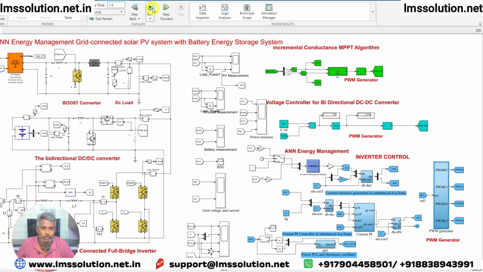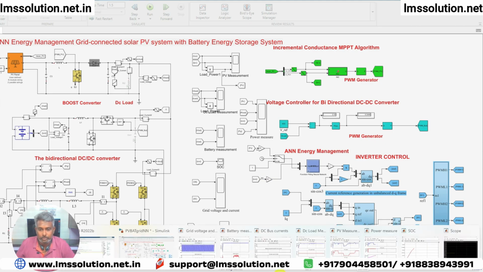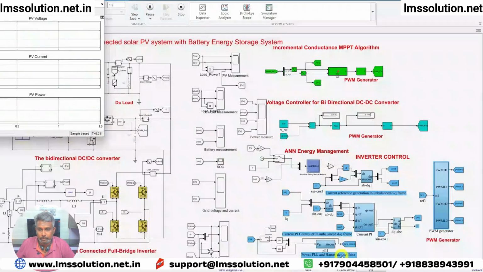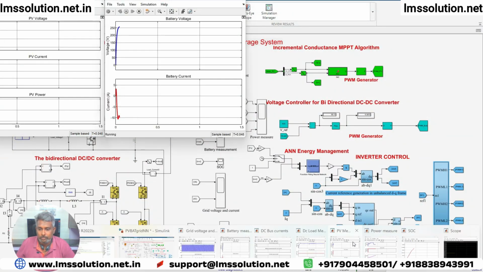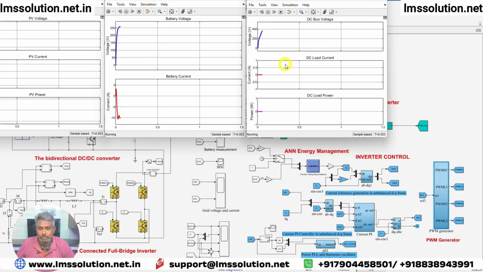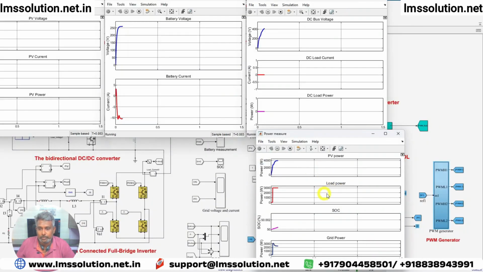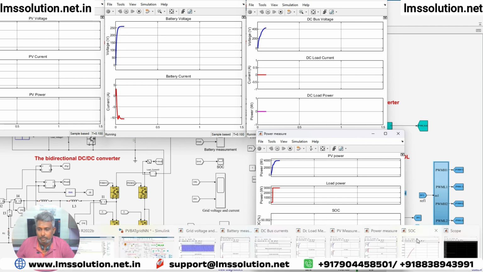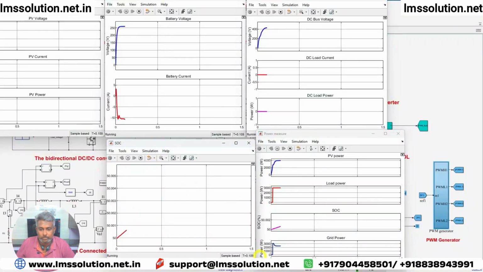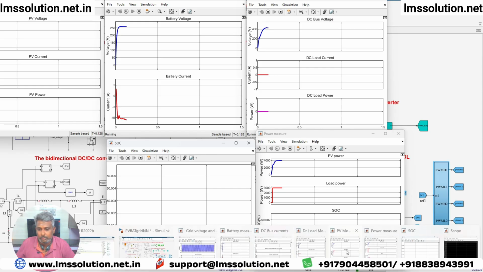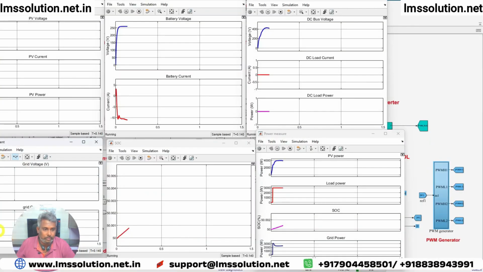Before that, I'm going to simulate this one. It will take some time to complete. First, I simulate this one. Here you will see the PV voltage and current. Here you will see the battery voltage and current. And then you will see the DC bus voltage, and then you will see the PV power, load power, SOC of the battery, and grid power. And then here you will see the variation of the SOC of the battery, and then you will see the grid voltage and the grid current.